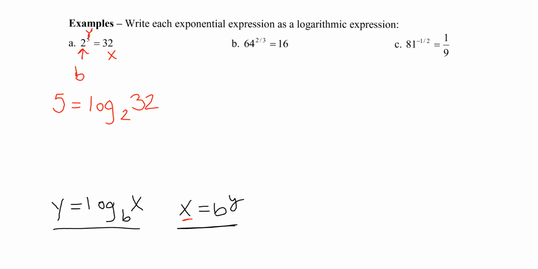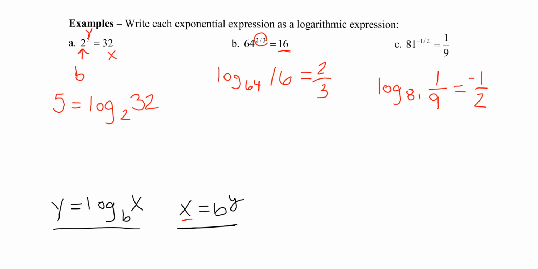We'll do the same thing with the next one. We will have log 64 of, remember your answer, this is your x, 16 is equal to your exponent. So this is your y, so it's equal to 2/3. And then our last one will be log, we'll put our 81 down below, of 1/9 is equal to -1/2. And that's it.